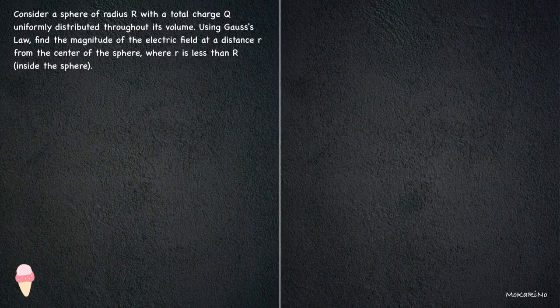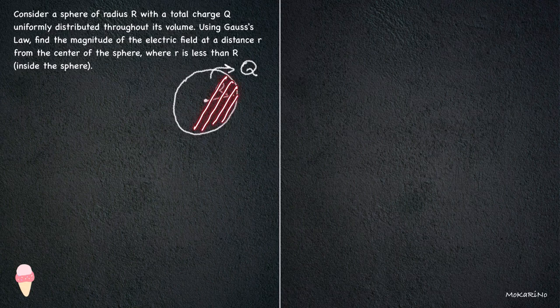Okay, let's try to solve this example. This example is about finding the electric field inside of a sphere with radius r and total charge q. Let me draw this sphere, something like that, with radius r and total charge q. And this q is distributed inside this sphere, all over the sphere.